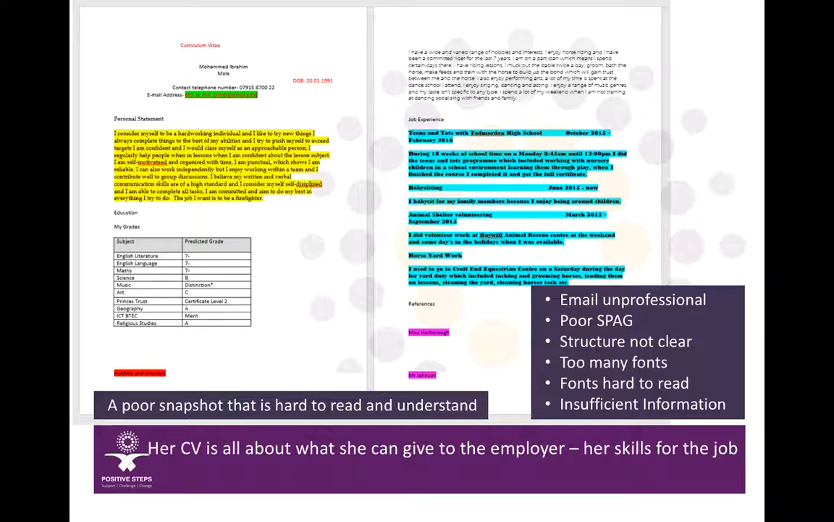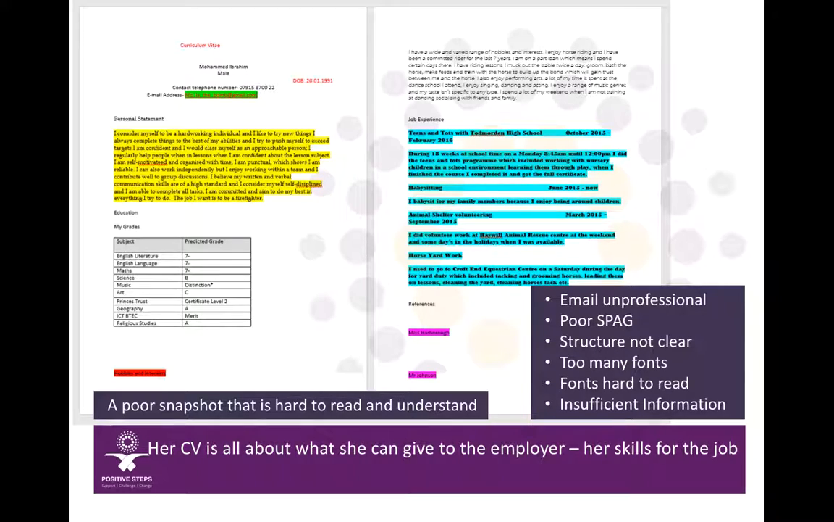Here we've got moisthebomb@gmail.com. If he's going for a job as, let's say, a tour rep in an 18-30s holiday destination, then maybe Mo is the bomb would be a good email. But for most employment, that is not a good email address to have. It looks unprofessional.